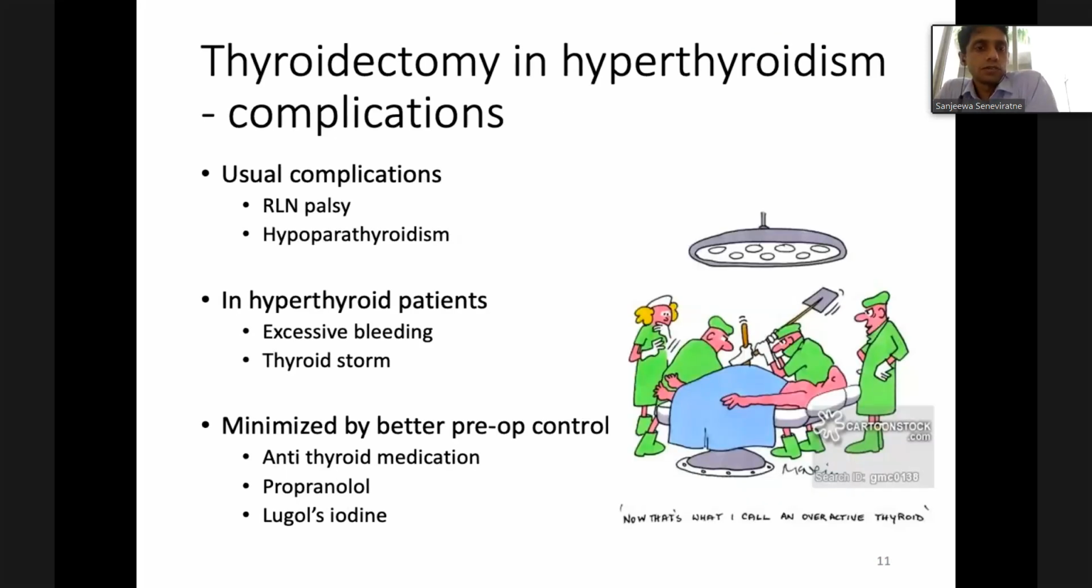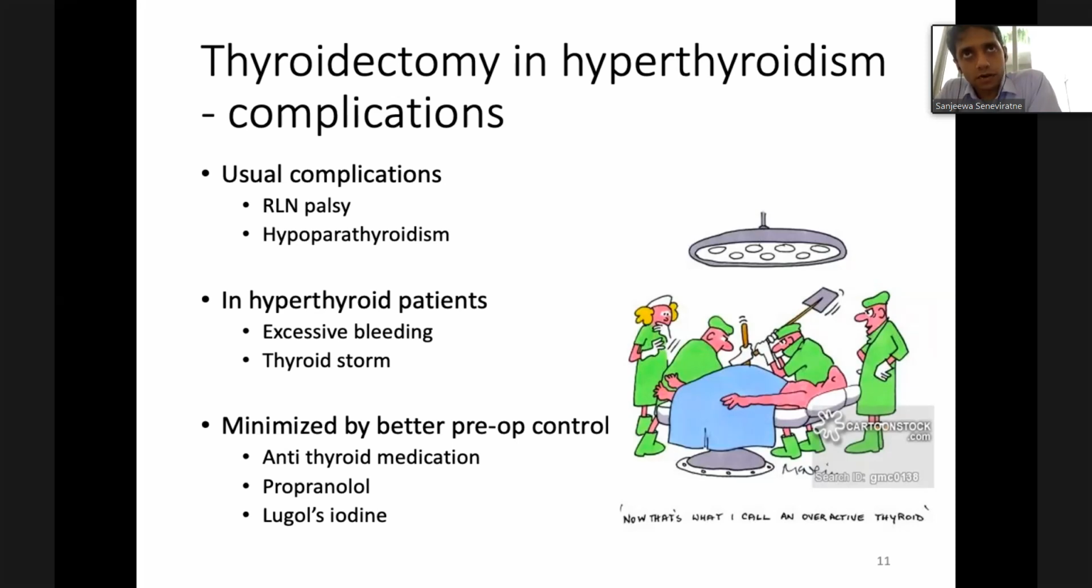So the complications of surgery include the standard ones, including recurrent laryngeal nerve palsy and hypoparathyroidism. But in addition, in patients with hyperthyroidism, like Graves' disease, there is a risk of excessive bleeding because the gland, Sachit showed you those pictures, colored Doppler images where the gland was highly vascular. Therefore, there's a risk of bleeding during surgery more than a standard thyroidectomy. Plus, he mentioned the risk of thyroid storm or thyroid crisis, which happens due to excessive release of thyroxine into the circulation during surgery.